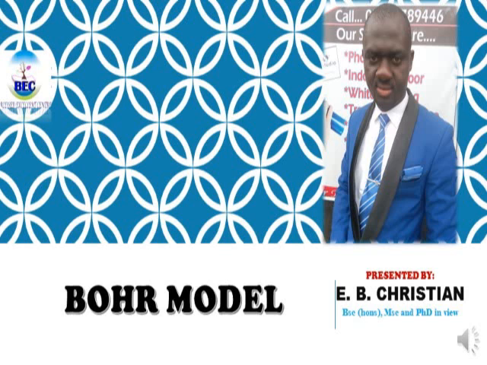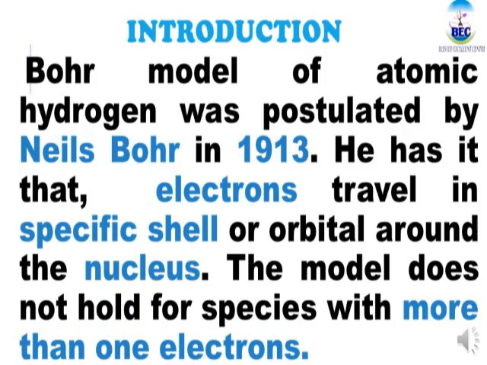Today's video we are looking at the Bohr model. Introduction. The Bohr model of atomic hydrogen was postulated by Niels Bohr in 1913. He hazarded that electrons travel in specific shells or orbitals around the nucleus. The model does not hold for species with more than one electron.